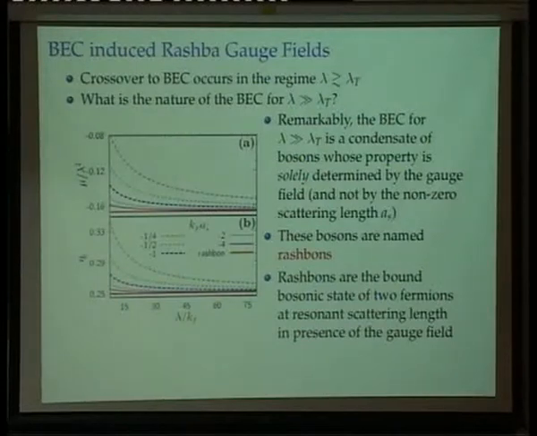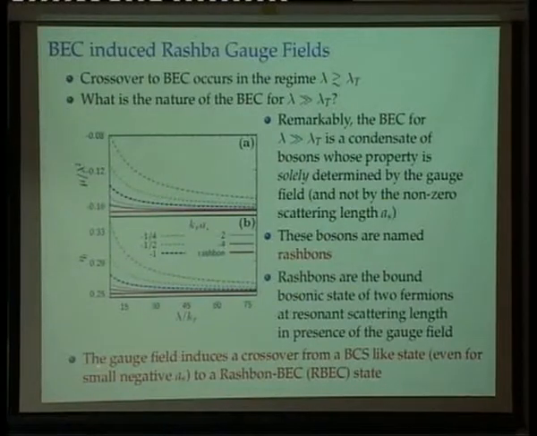This Rashbon is the bound bosonic state of two fermions in the presence of the gauge field when the scattering length is infinite. So what the system is doing is, as you increase lambda, it's amplifying the attraction self-consistently in such a way that it just tunes itself to have a resonant scattering length. So it is an attractive interaction amplification that's taking place. So what we have shown is that the gauge field induces a crossover from a BCS-like state, even with a small negative a_s, to a Rashbon BEC state.